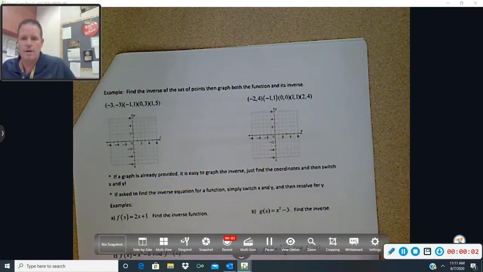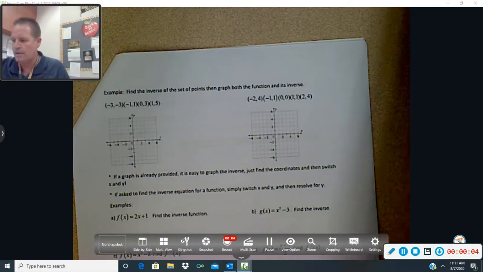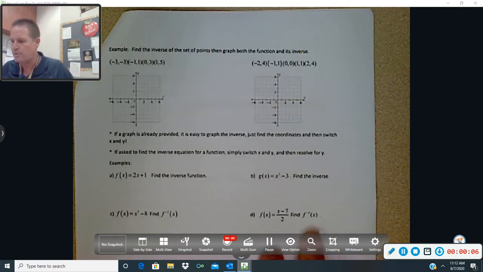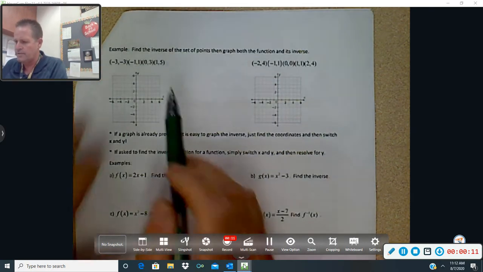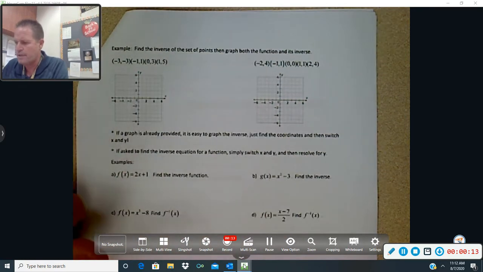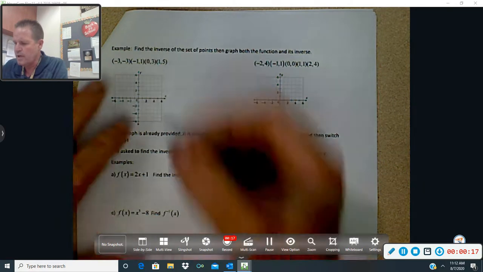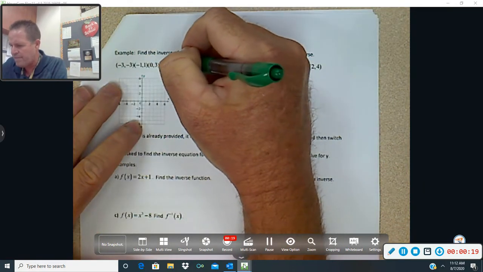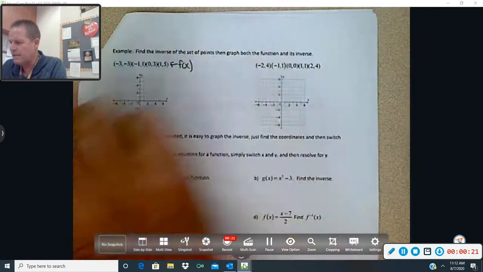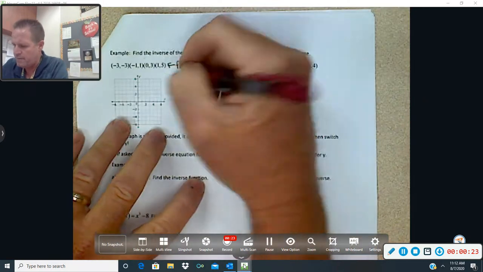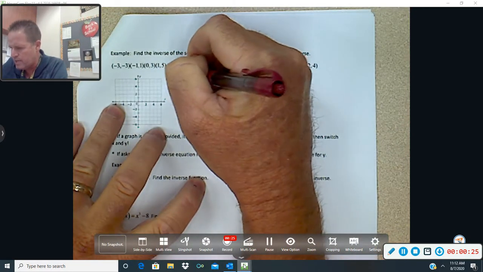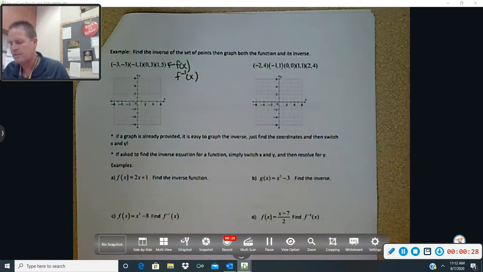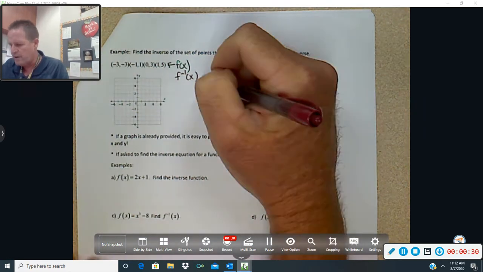Okay, guys, we're going to continue on with the second part of these 5.2 notes. What we want to do is find the inverse of a set of points, then graph both the function and its inverse. And again, I'll do two colors here. I'll call this one f of x. And then to get the inverse, I'll call it f inverse of x. I'll use that notation. This will be one of the first times we've seen that. And we'll figure out what that is.